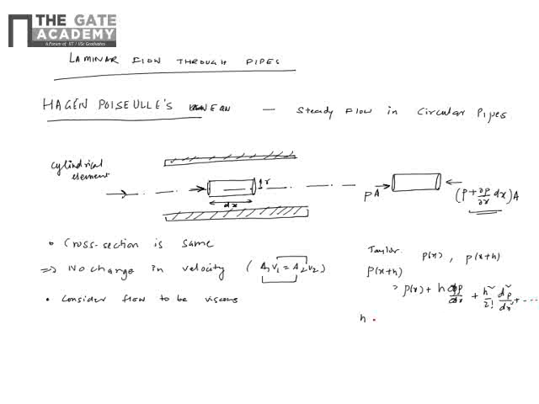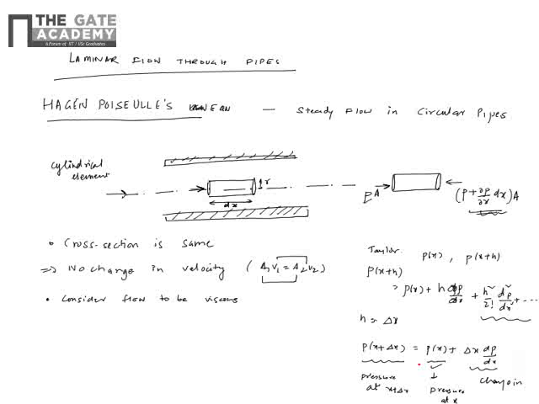If I assume h to be delta x, all the second order terms can be neglected because delta x whole square is negligible. So P of x plus delta x is P of x plus delta x into dP by dx. This is the pressure at a distance x plus delta x, and this is the pressure at x, and this is the change in pressure. I have written dP by dx as dou P by dou x, and delta x as dx. So if I know the pressure at x, I can express the pressure at x plus delta x by means of this equation.